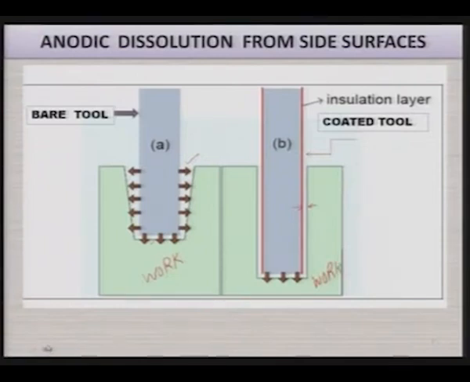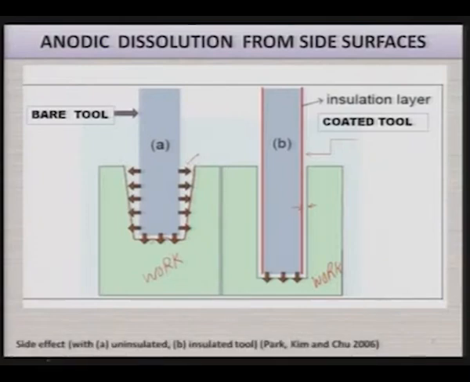So, what is the job in anode shape prediction? That we are supposed to predict what shape of this workpiece we are going to get, and if we can predict the shape of this workpiece, then we should design the tool in such a way that we get the desired shape of the workpiece after the electrochemical drilling operation or for that purpose any other operation. And these figures are taken from the paper by Park, Kim and Joe published in the year 2006.